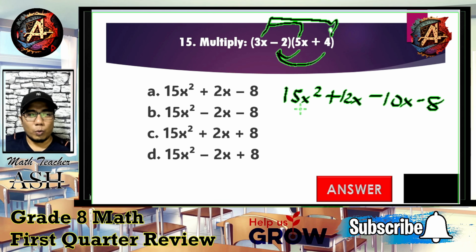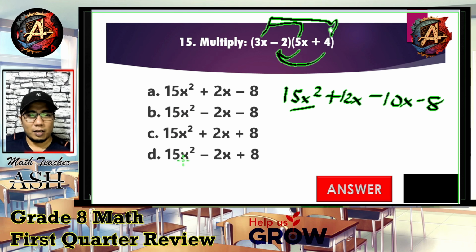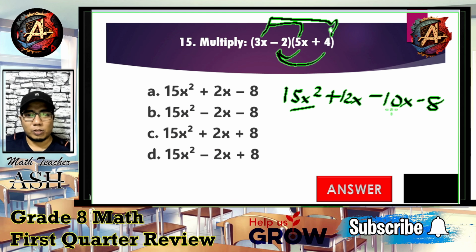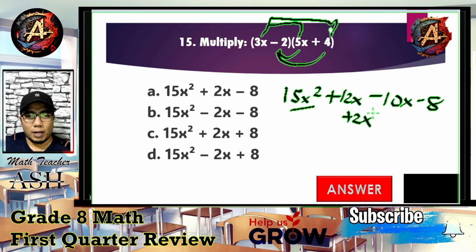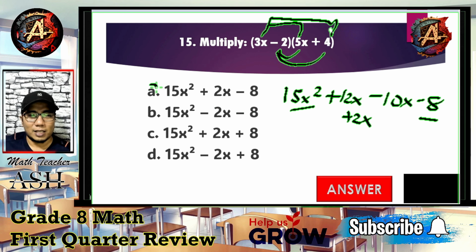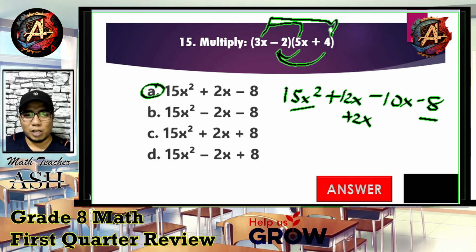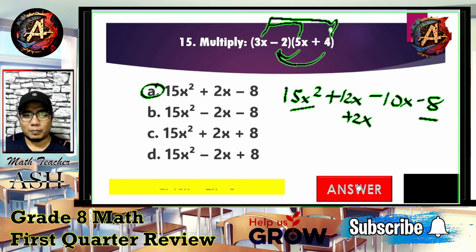So therefore, we copy 15x squared, okay? And then 12x minus 10x, that would be positive 2x. Okay, that is plus 2x. So we only have letter A and C here, but the last term is negative 8 or minus 8. So therefore, the correct answer is letter A. Let's check whether we are correct. Okay, my dear math learners, I hope you got that one.